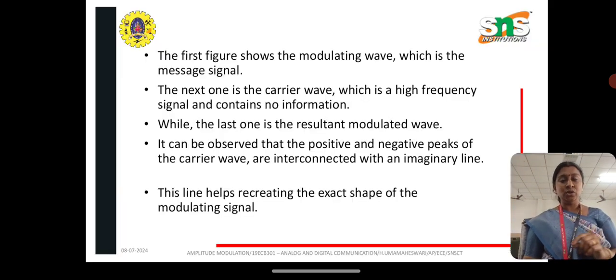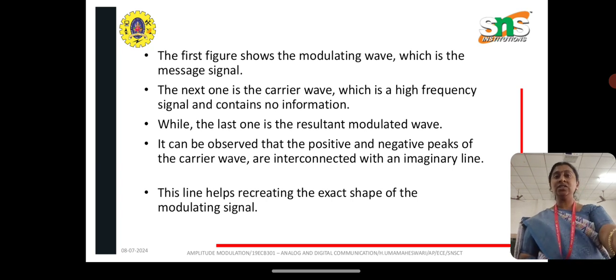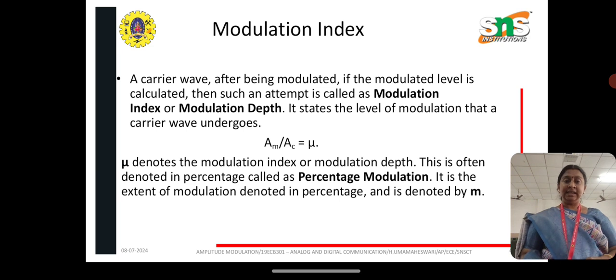The first figure shows the modulating wave, which is the message signal, as I said. The next one is a carrier wave, which is a high frequency signal and it contains no information, while the last one is a modulated wave. It can be observed that the positive and the negative peaks of the carrier wave are interconnected with an imaginary line. This line helps recreate the exact shape of the modulating signal.